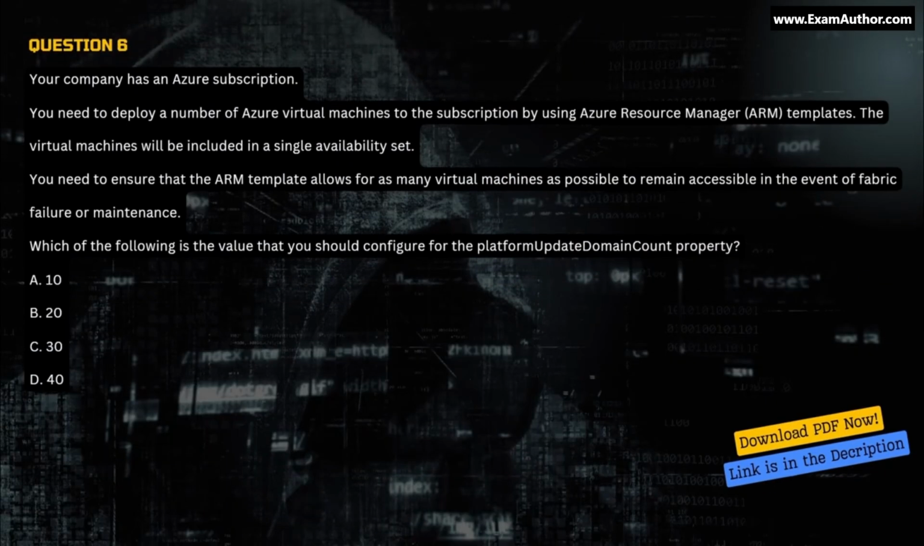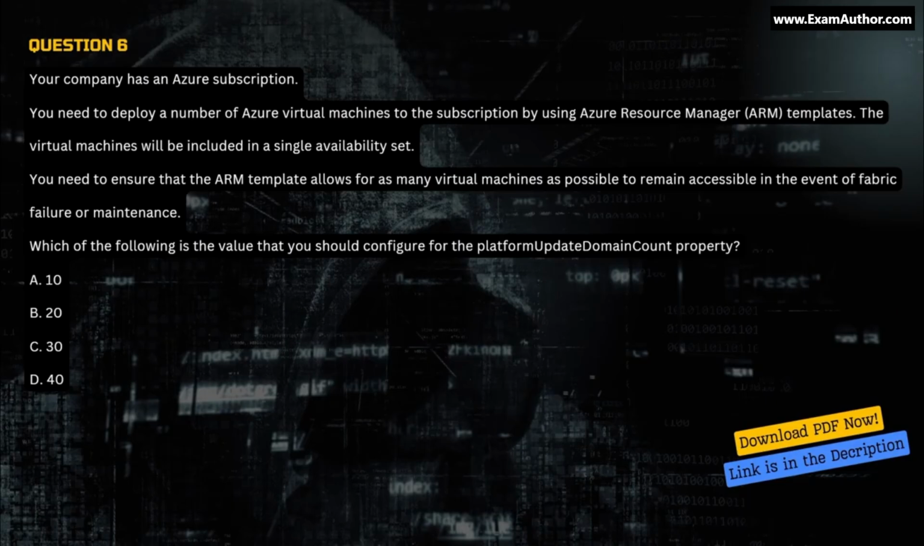Question 6. Your company has an Azure subscription. You need to deploy a number of Azure virtual machines to the subscription by using Azure Resource Manager (ARM) templates. The virtual machines will be included in a single availability set. You need to ensure that the ARM template allows for as many virtual machines as possible to remain accessible in the event of fabric failure or maintenance. Which of the following is the value that you should configure for the platform update domain count property? A. 10. B. 20. C. 30. D. 40.